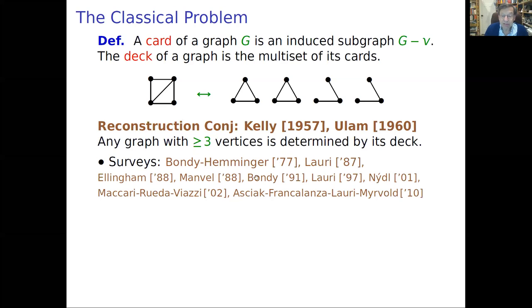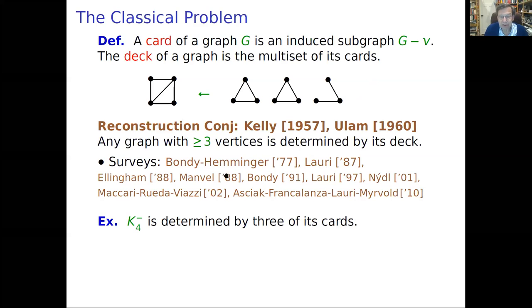There have been many surveys on the topic, survey papers, all of these having to do with all kinds of aspects. We know that various classes of graphs are reconstructible. We know there are various parameters or properties of the graph that we can reconstruct from the deck. So what do mathematicians do when they're faced with a problem that they can't solve? Well, we all know what we do: we define a harder problem. So let's think about that.